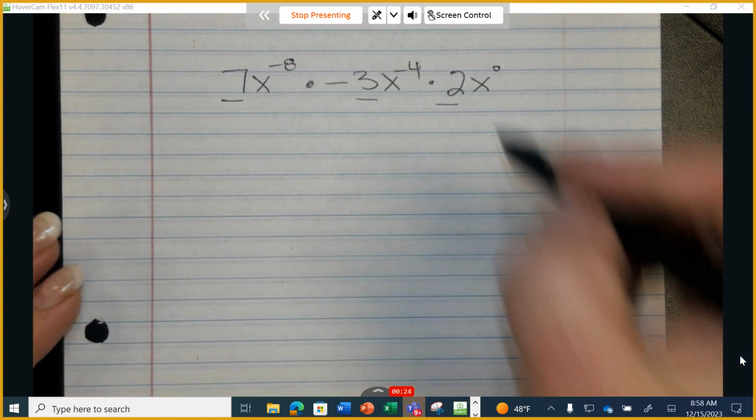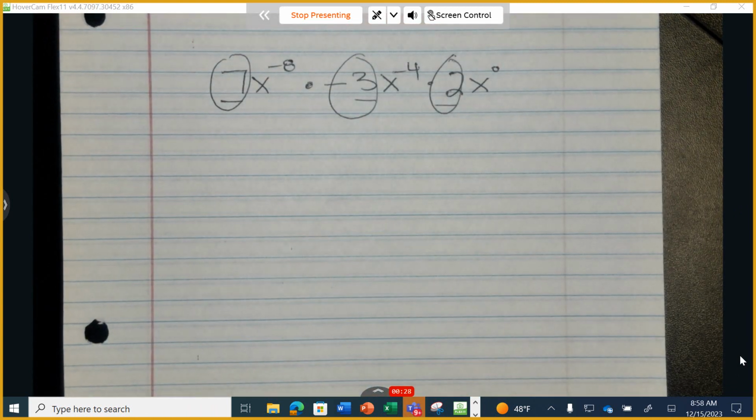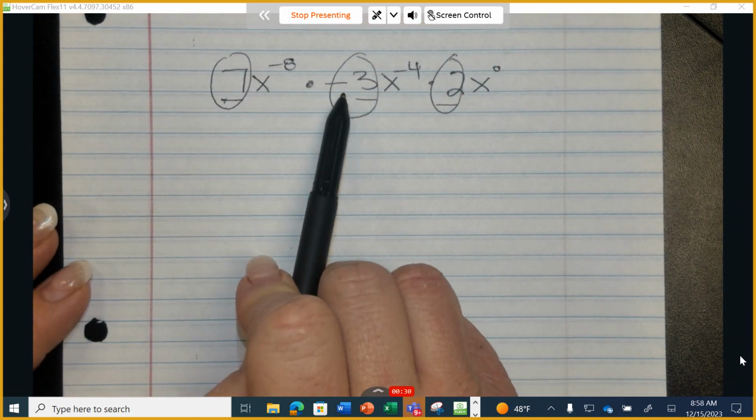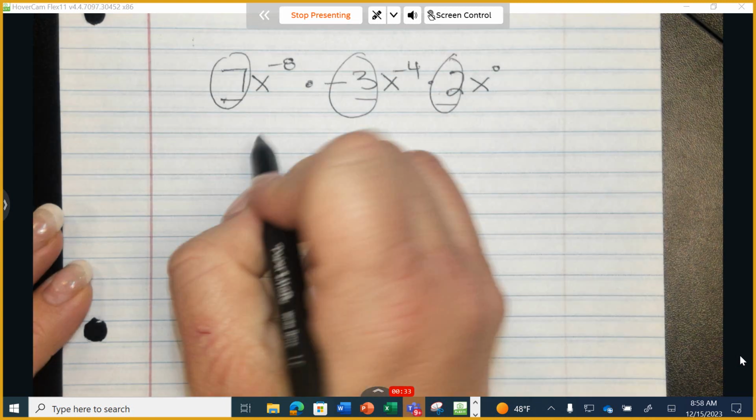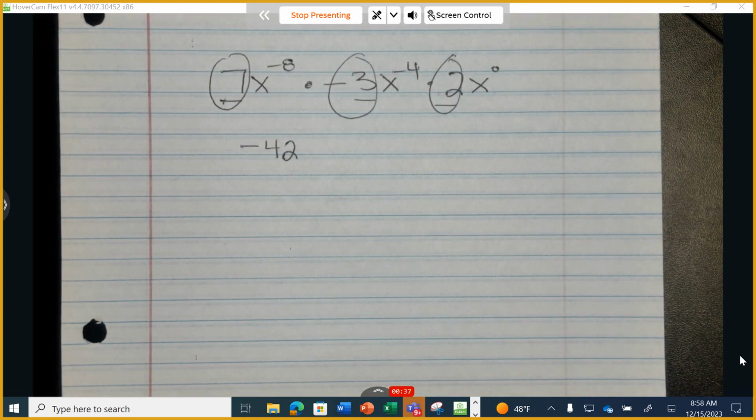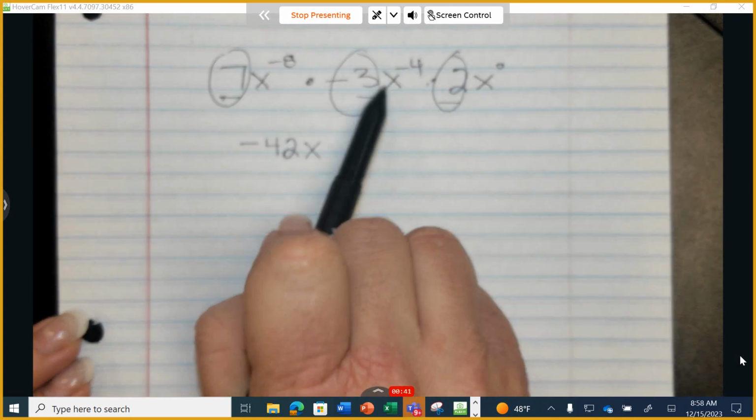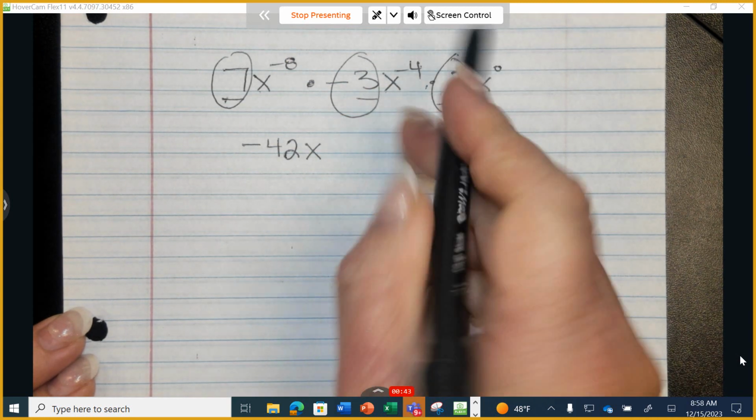So I can start by multiplying the coefficients. And if you feel comfortable using a calculator, then do so. I know that 7 times negative 3 times 2 is a negative 42. That's my first step. My second step is to recognize that when we're multiplying and we have the same base, we're going to add the exponents.